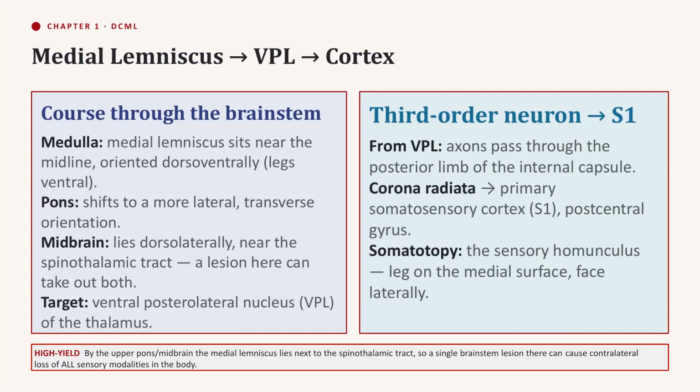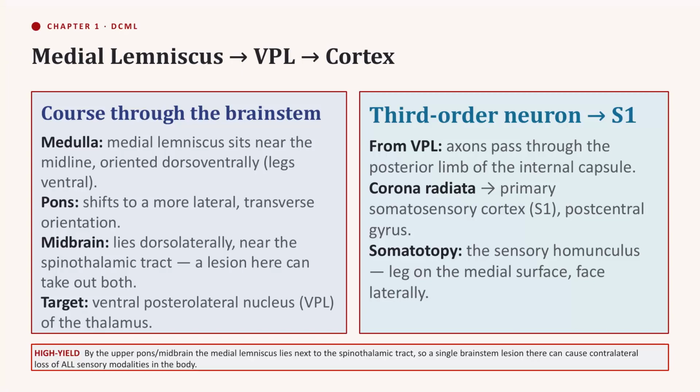Now the high yield point at the bottom, and it comes straight from that midbrain relationship. By the upper pons and midbrain, the medial lemniscus and the spinothalamic tract are lying side by side. So a single lesion up there can knock out contralateral fine touch, vibration, and proprioception, and pain and temperature all together. Every sensory modality from the opposite side of the body. Down in the cord, those two systems are far apart. Up in the rostral brainstem, they've converged. That convergence is the whole reason a small brainstem stroke can produce such a dense, complete sensory loss.